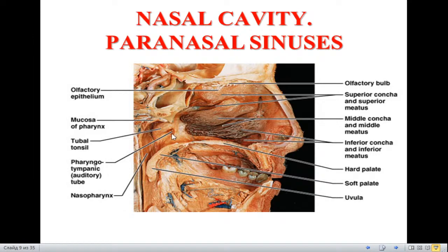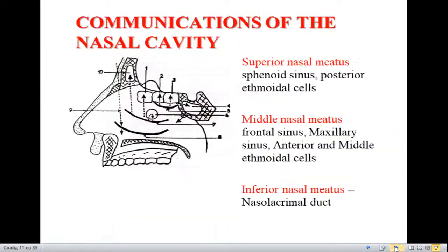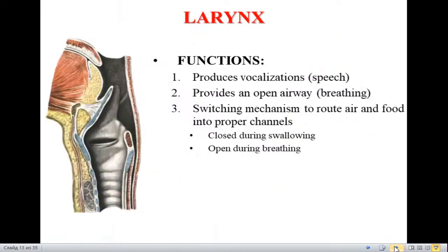Here you can see the tubal tonsil, and in the root of the tongue there is the lingual tonsil. Pharyngeal tonsils are situated near the upper wall of the nasopharynx. So don't forget that the nasopharynx and oropharynx also provide the air from the nasal cavity to the next organ of the respiratory system, which is the larynx.